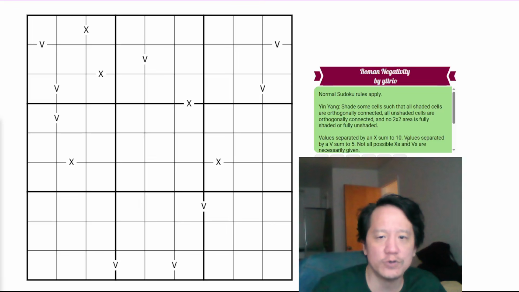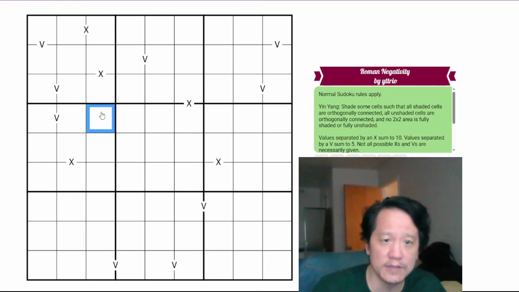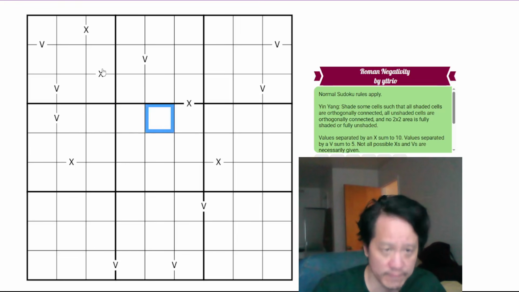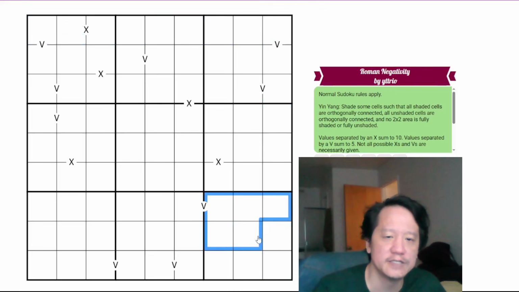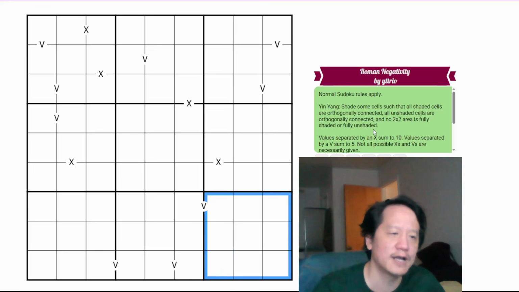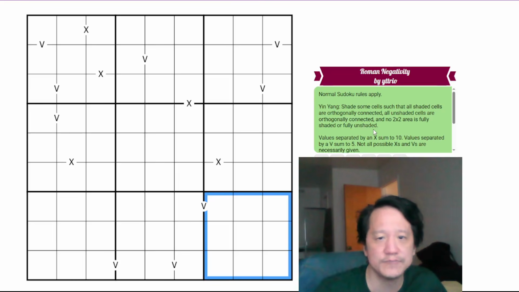Normal Sudoku rules apply, which means in every cell in the grid, place a single digit such that every row, column, and designated 9-cell region contains the digits 1 through 9 exactly once each.